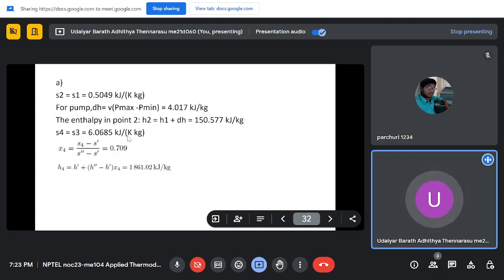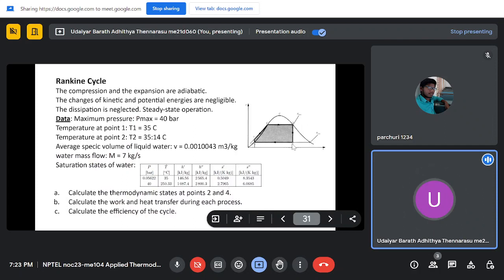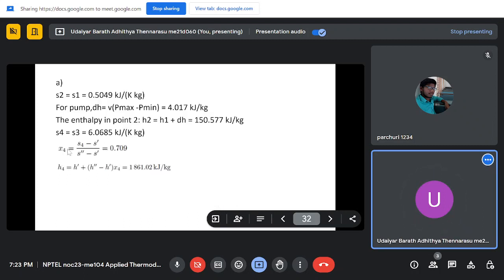And we also know that for state 3 and state 4 the entropies are the same. At state 4 we need to calculate the dryness fraction. So we know the entropy at 4, and we know the entropy at saturated vapor and liquid conditions. From the table you can take 0.5049 and 8.35. So you can do a balance, and we can find out the dryness fraction at 4.